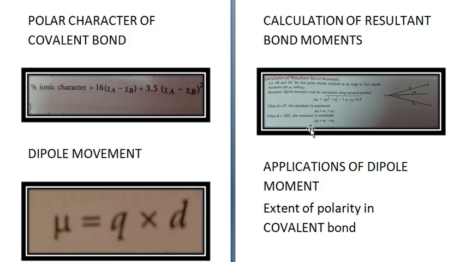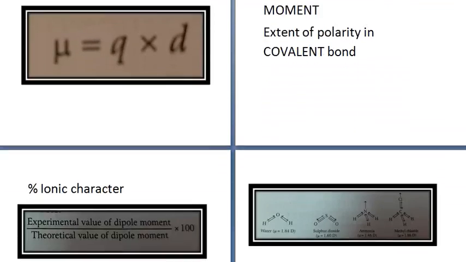Now what is the use of this dipole moment? Applications of dipole moment. First is to decide the extent of polarity in a covalent bond. The greater the magnitude of the dipole moment, the greater will be the polarity of the bond. Molecules which have zero dipole moment are non-polar, and those having mu not equal to 0 are called polar. This is the first application.